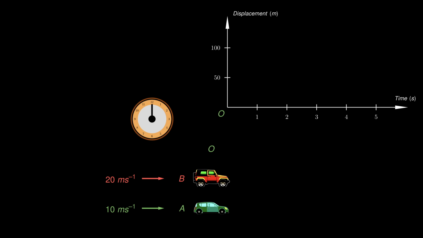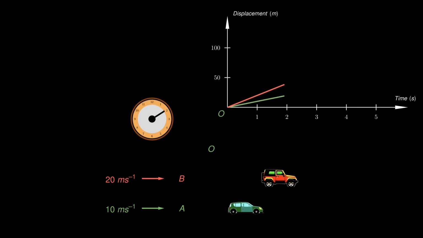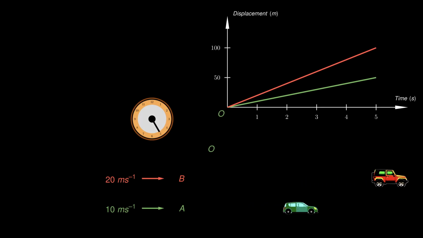Next, let's draw the displacement time graph for both vehicles as they move past point O. Since both vehicles start from point O, this will be our origin for the graph, with time on the x-axis and displacement on the y-axis. Vehicle A moves at a velocity of 10 meters per second, while vehicle B travels at a faster velocity of 20 meters per second. These velocities determine the gradients of each vehicle's graph.